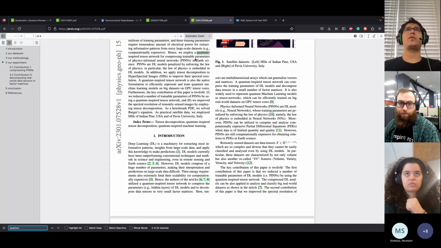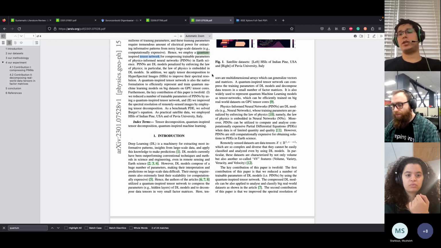Quantum inspired tensor network for compressing trainable parameters. Yes, okay. So in this part, you can see that this quantum inspired tensor network, what it means is, tensor networks are used to model a lot of things in physics. One of them is quantum circuits. Well, that's one of the approaches they can make.